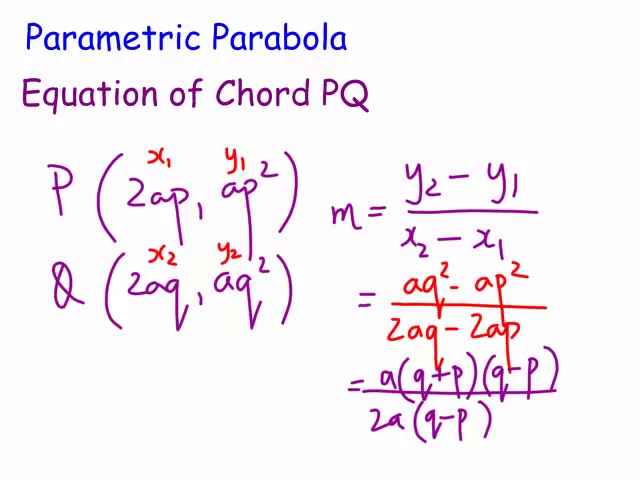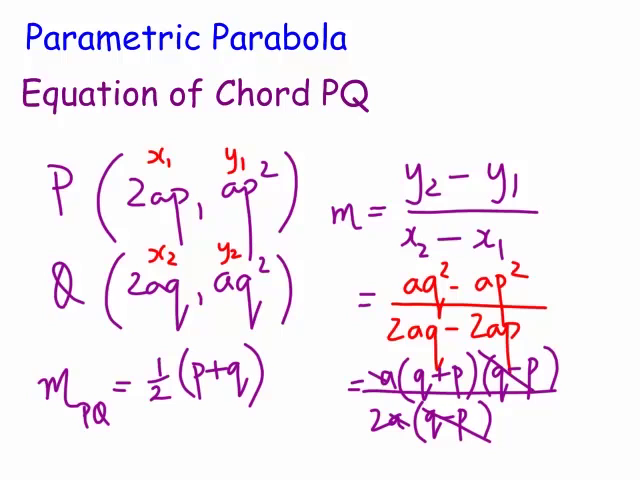We know the q minus p factors will cancel, so we end up getting that the slope, M, between the two points P and Q, let's call it M_PQ, is equal to 1 over 2 times q plus p, or if you like, just write it as a half of p plus q. So that's the gradient. Basically, it's the average of the two parameter values.